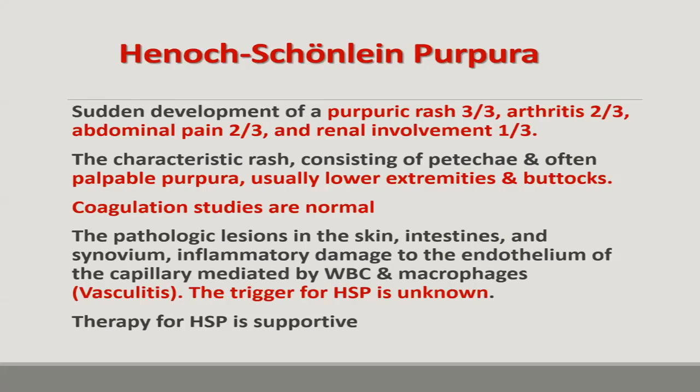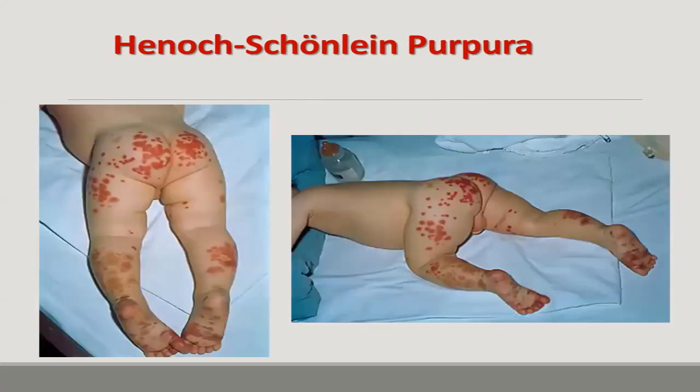With this slide, I will end the lectures of pediatric hematology. The last slide shows you a picture of a child with Henoch-Schönlein purpura. Usually the rash is present on the buttocks and the extensor surface of the legs.